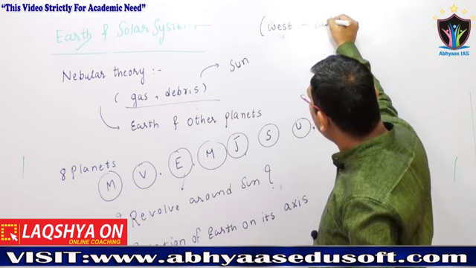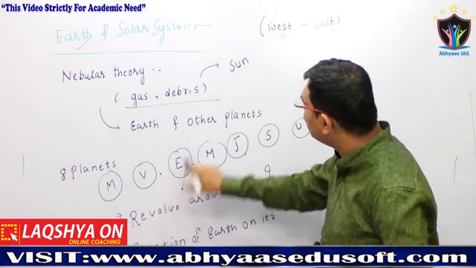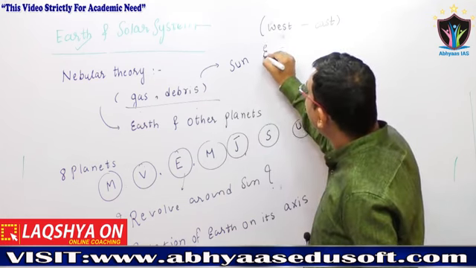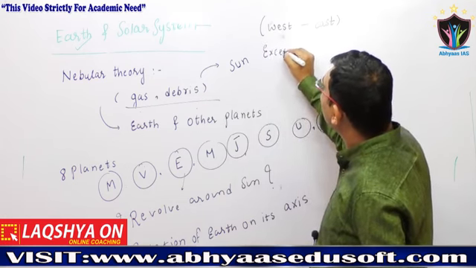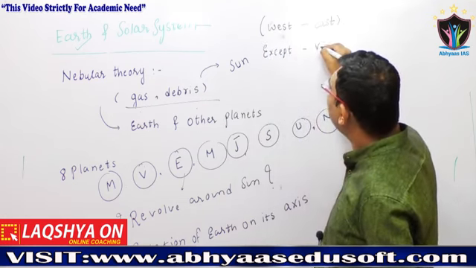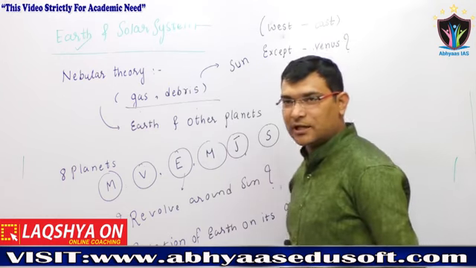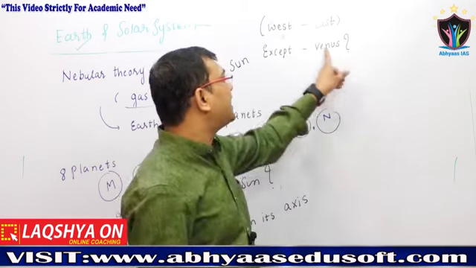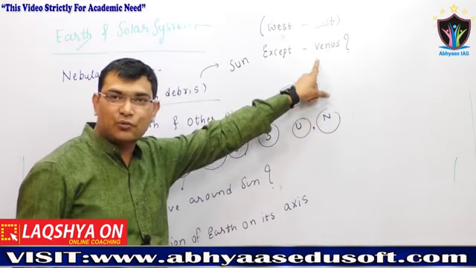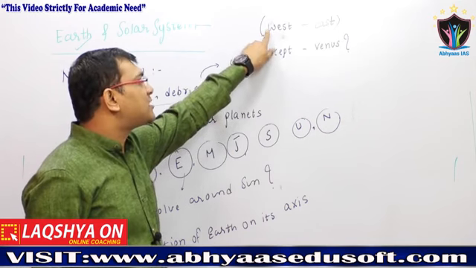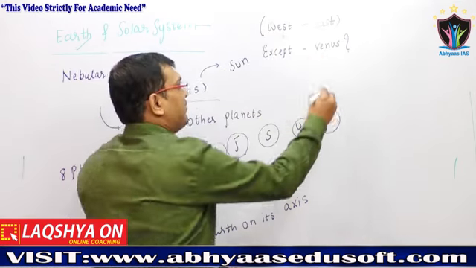All the planets rotate, that is, revolve, from west to east, except Venus. Why? This is a question again. Why does Venus rotate from east to west? All these planets rotate from west to east in this way.